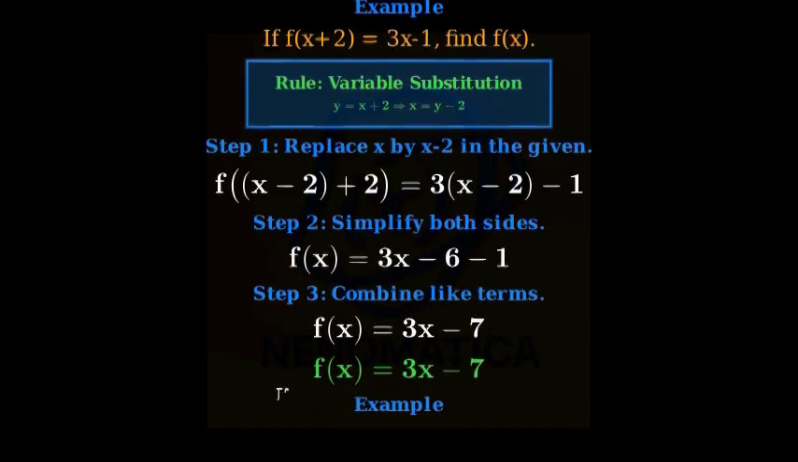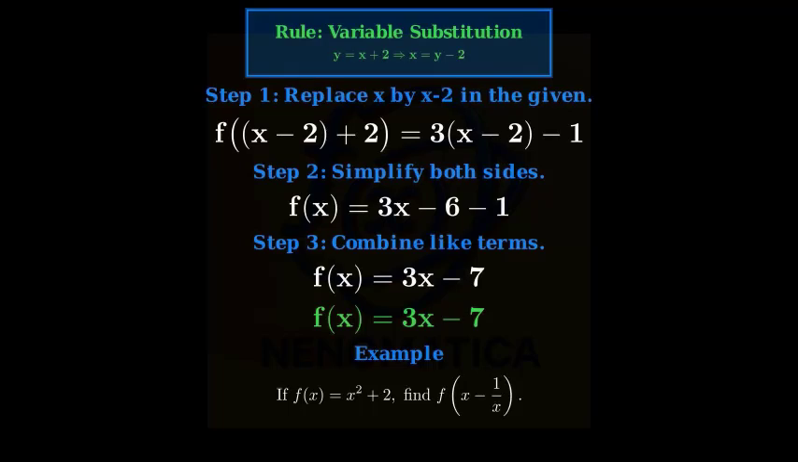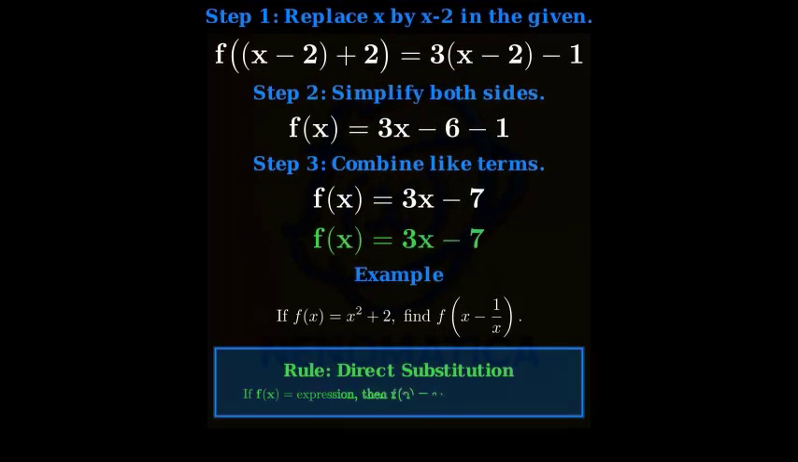Let's move on to our second example. In this problem, we're given that f of x equals x squared plus 2, and we need to find f of x minus 1 over x. In this case, since we already know what f of x is, we can directly substitute x minus 1 over x into the function. This is different from our first example, where we had to solve for f of x.